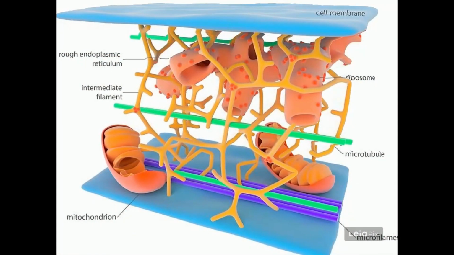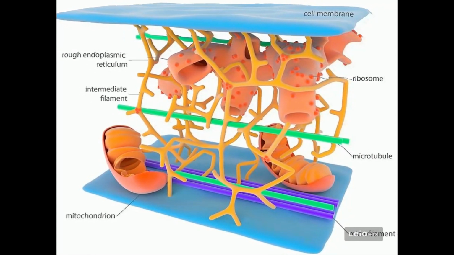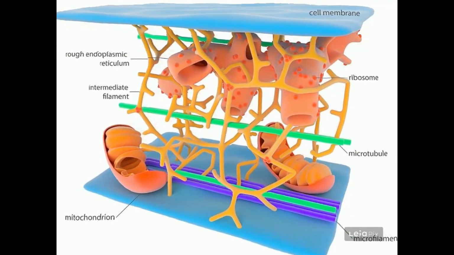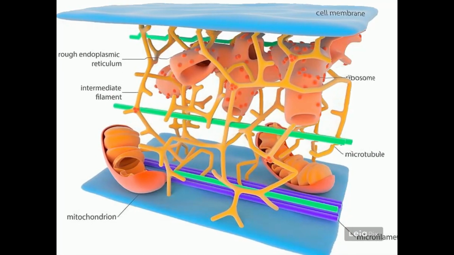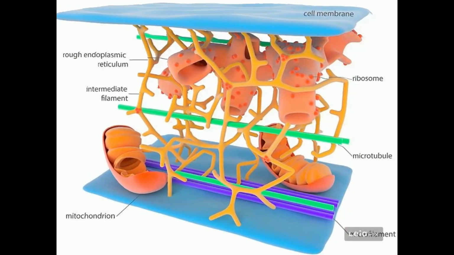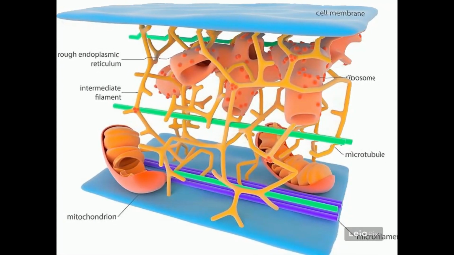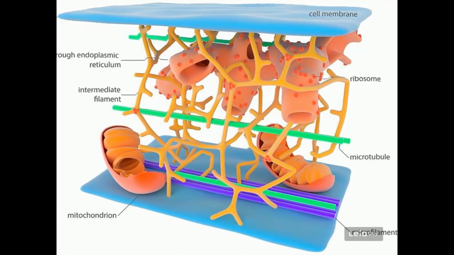The cell also has a cytoskeleton made up of 3 types of protein fibers, microtubules, microfilaments, and intermediate filaments. The cytoskeleton also serves as the skeleton and the muscles of the cell, gives the cell shape and support, helps the cell move and divide, and helps the cell transport things inside.